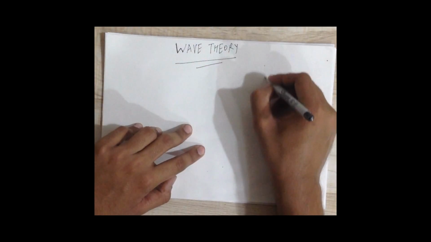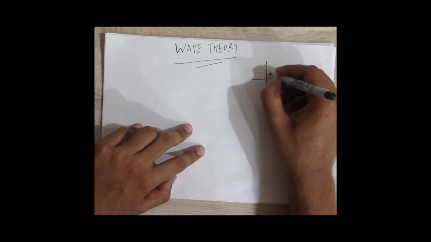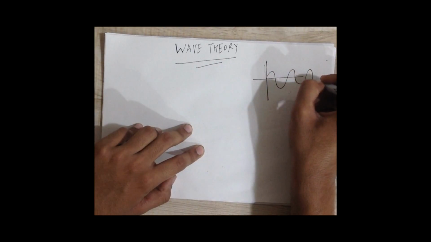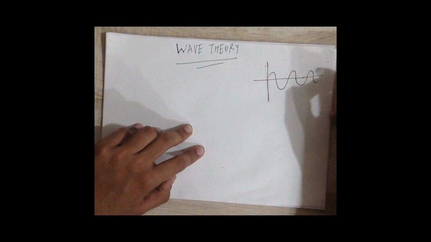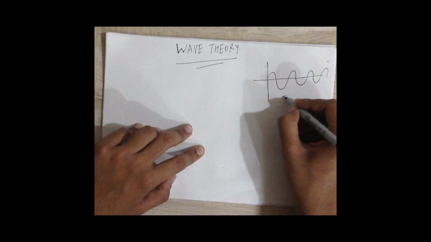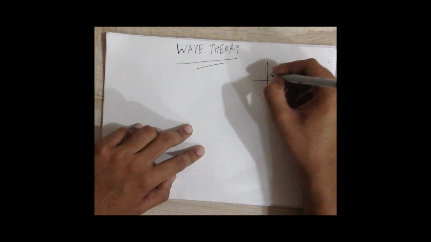A wave is defined as the periodic disturbance that is caused in a medium and which can carry energy or other forms of energy. Now this wave depends upon the temperature, pressure and volume, that is the elastic properties of this medium.